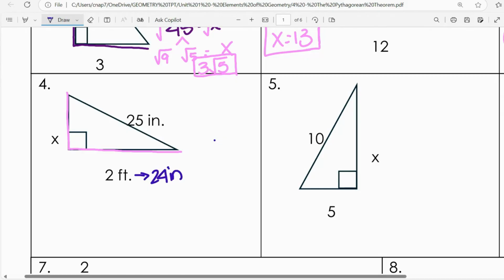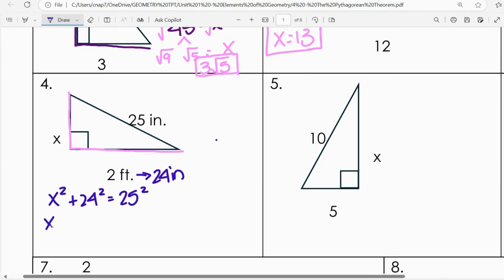Now, if I'm going to write my equation, I'm still going to put that the two legs squared added together. And in this case, those legs are x squared and 24 squared equals the hypotenuse squared. X squared plus 576 is 625.